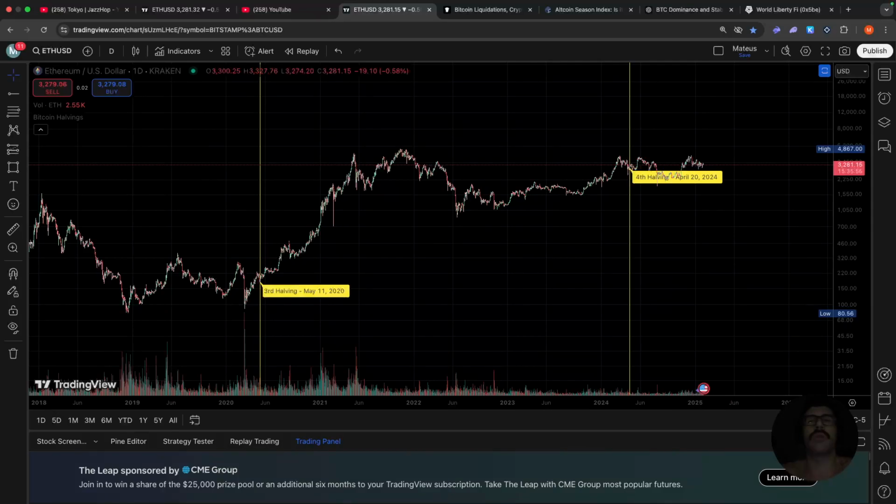Nobody has a crystal ball. Nobody knows what's gonna happen 100%, but this is what I think, and this is how I'm allocating my net worth and my portfolio.